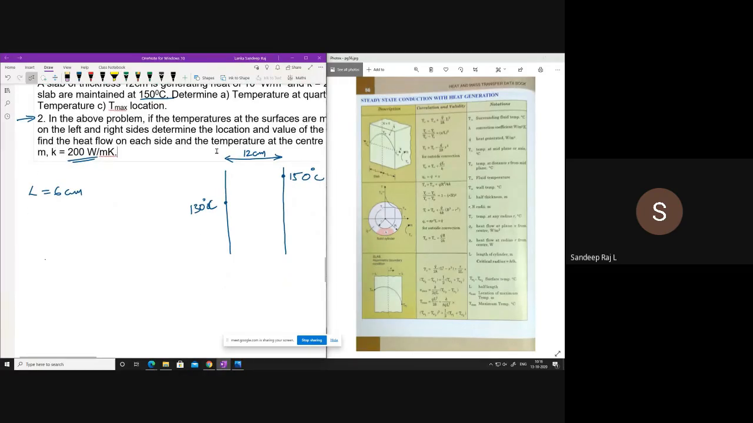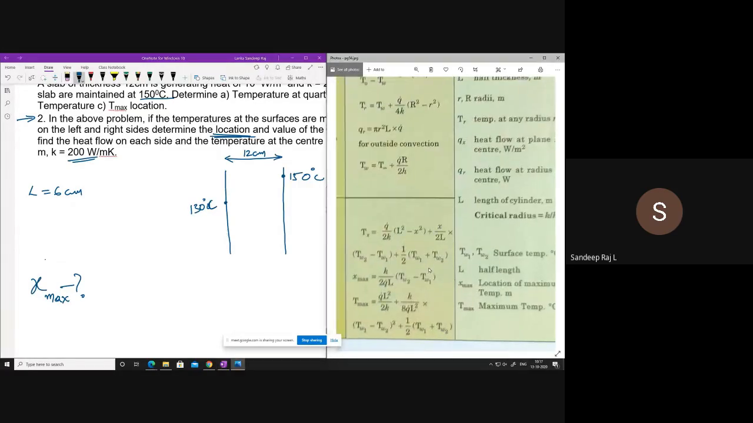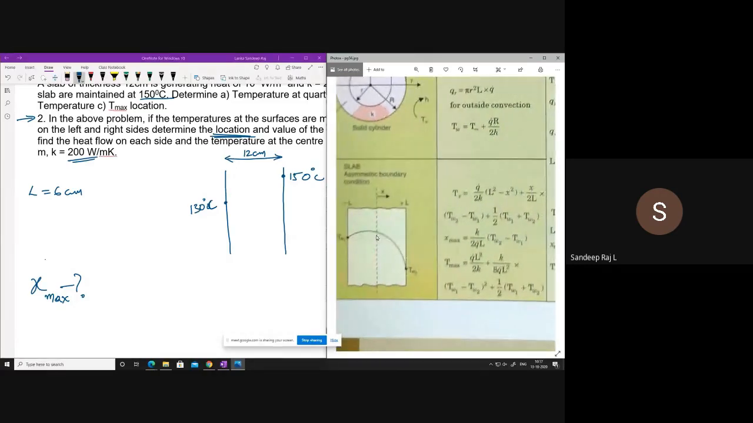In this problem, we are asked to find the location of the maximum temperature. So what you have to find is the x value. Okay, x max you have to find out. For finding x max, you can see on the right side of the screen. Here I cannot write actually, but you can see the formula there. Okay, the formula is visible to you.